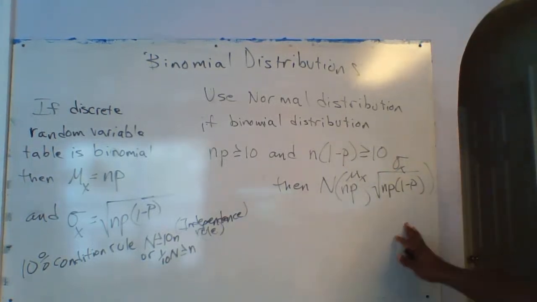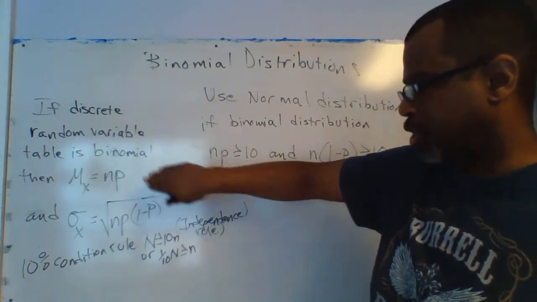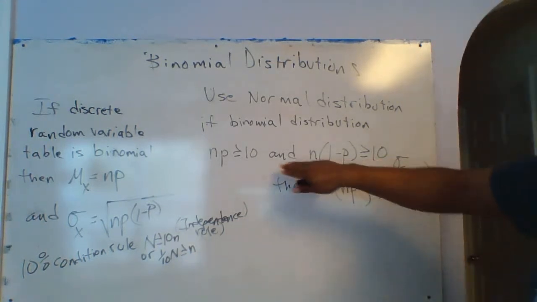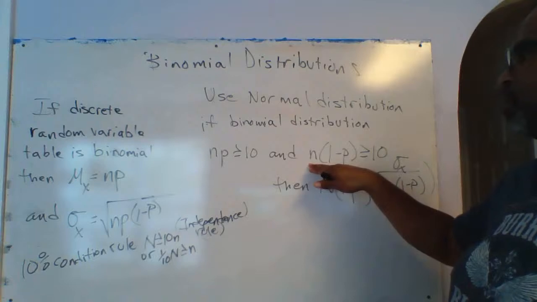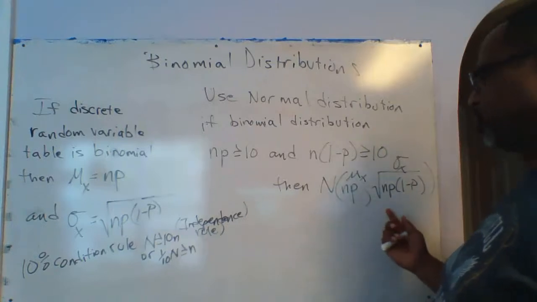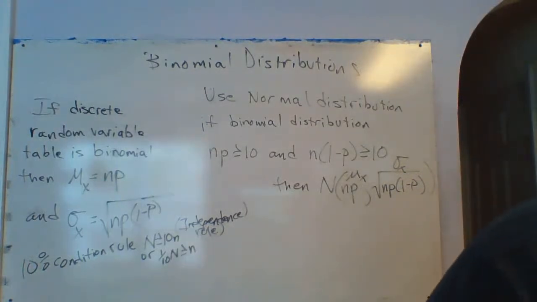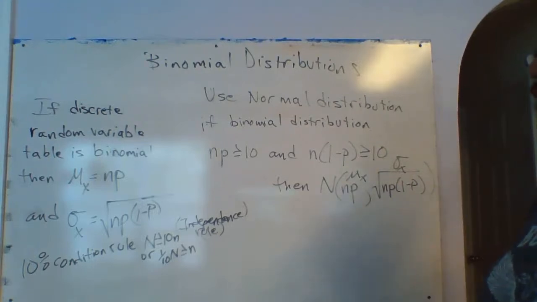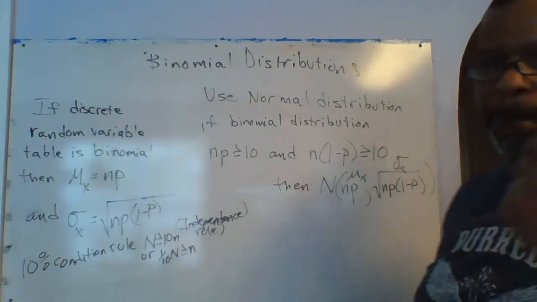All right. So we got discrete random variable. If the table is binomial, we can use these formulas. We want to include the 10% condition rule. And if your sample size times success and sample size times failure are both greater than or equal to 10, then we can use the norm curve to find that data. That's basically it for binomial distribution. I'm going to leave this up here so you can write it down. Then we'll actually do a problem.